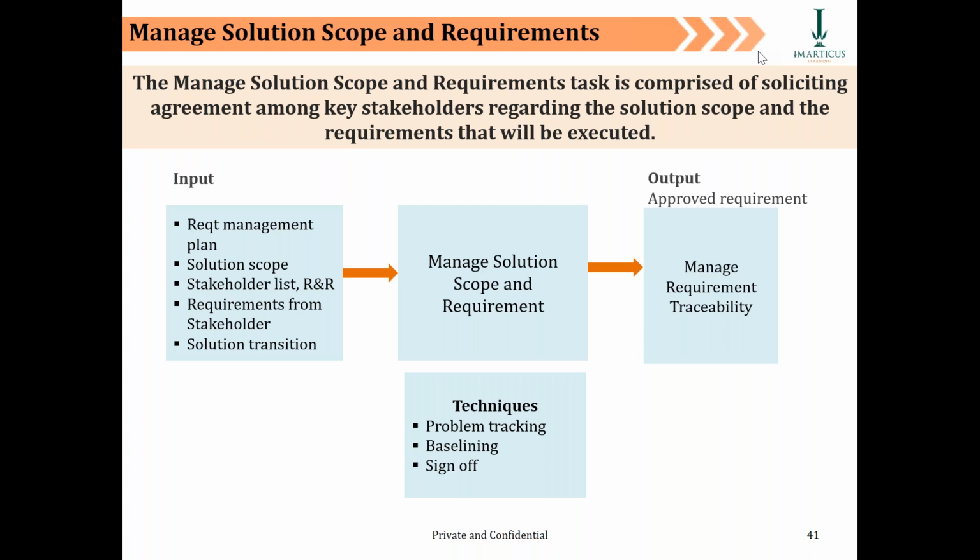What do we have as inputs? We have the requirement management plan. We have some solution scope now, knowing that, okay, we don't have to sidestep these boundaries. We, of course, already had the stakeholders' roles and responsibilities. We had some requirement discussion going on with stakeholders, and there's some kind of a solution transition which is also being discussed.